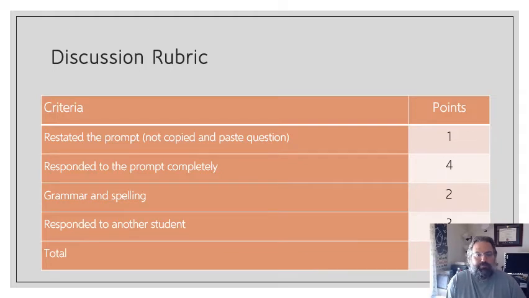The rubric for the discussion, and this is also in the announcements: you'll get 1 out of the 10 points just for not copying and pasting. So if you restate the prompt, you get 1 point. Then you respond completely, for spelling and grammar 2, and then you'll get 3, most likely, because there's not many people here.